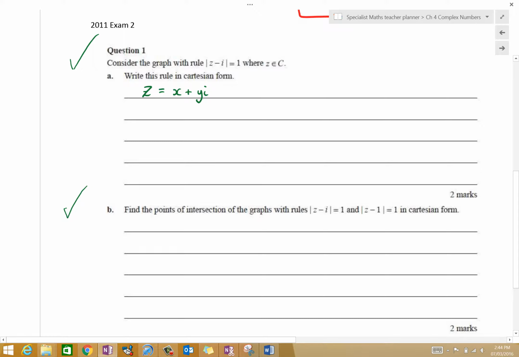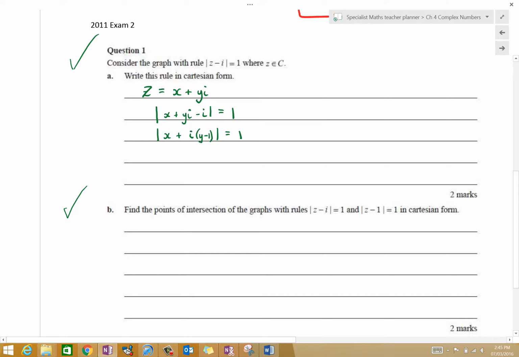No. What you should instantly go to is we're given this rule, |x + yi - i| is equal to 1. Okay, so that's where we start. Now, from there, what we need to do is let's group our terms. x plus, let's take i out as a factor there, we've got y minus 1, like so.